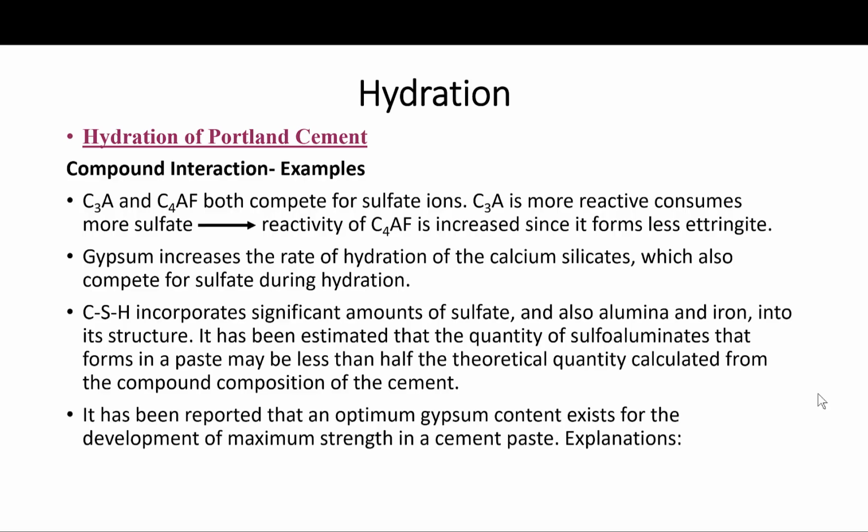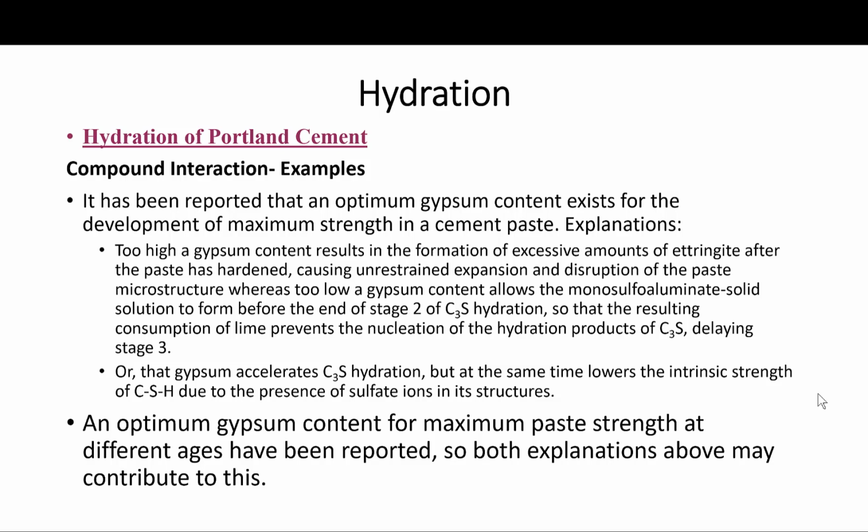Another example is the existence of an optimum gypsum content for the development of the maximum strength in a cement paste. I will explain. One explanation is that too high a gypsum content will result in the formation of excessive amounts of ettringite after the paste has hardened, which will cause unrestrained expansion and disruption of the paste microstructure.